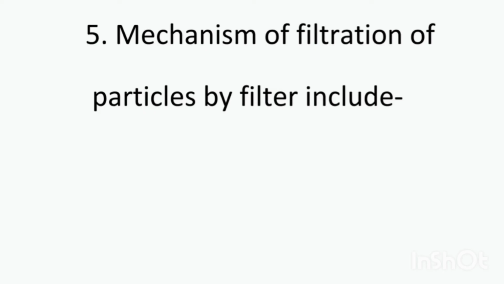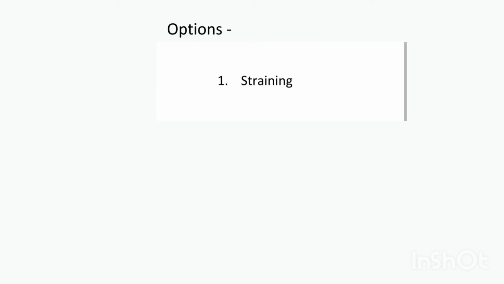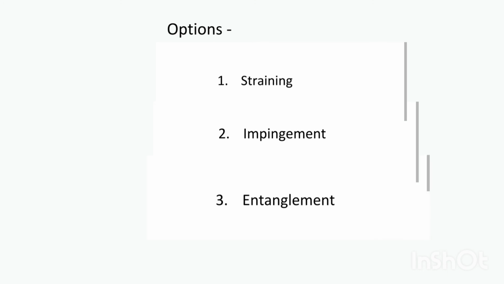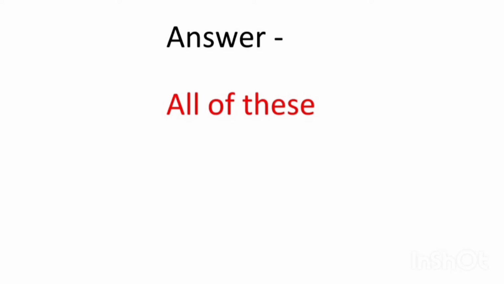Then the fifth question: the mechanism of filtration of a particle by a filter includes option A, straining, option B, impingement, option C, entanglement, and option D, all of the above. The answer is option D, that is all of the above.